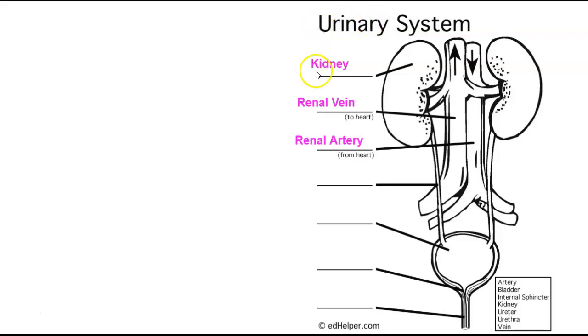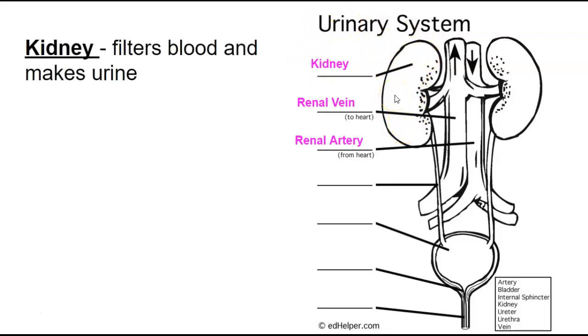So next up, we're going to label the kidney. The kidneys are these bean-shaped structures, and the kidney is responsible for filtering blood. And as a result, after it filters blood, all the stuff it filters out becomes urine. We'll talk about what actually is in urine a little bit later.